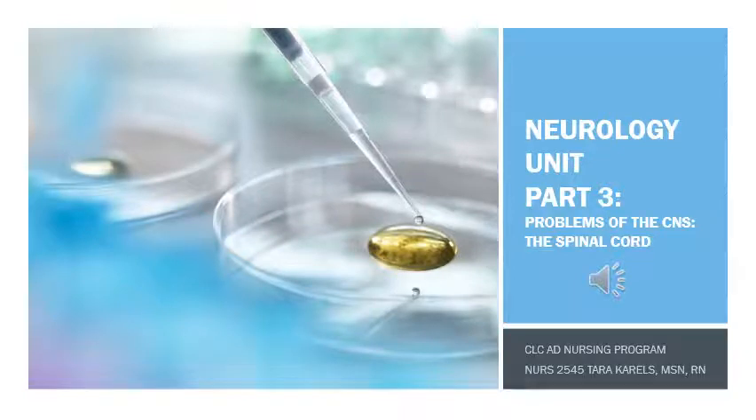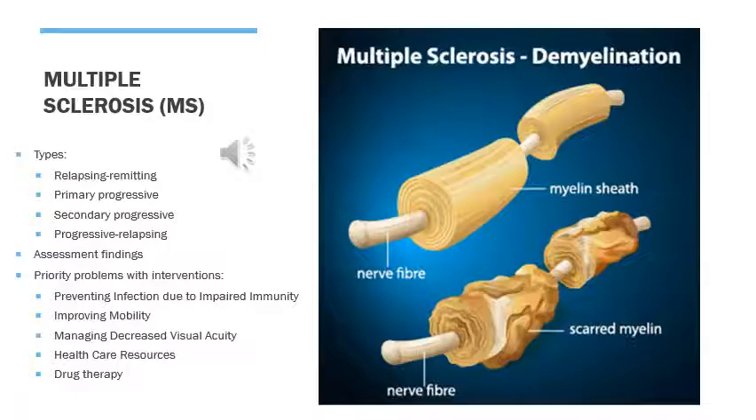Neurology Unit Part 3, Problems of the CNS, the Spinal Cord. Multiple sclerosis is an autoimmune disorder that destroys the myelin sheath of the nerves in the brain and spinal cord. It is chronic and has different types. It is more common in Northern European ancestry, and they are at higher risk due to the colder climates.